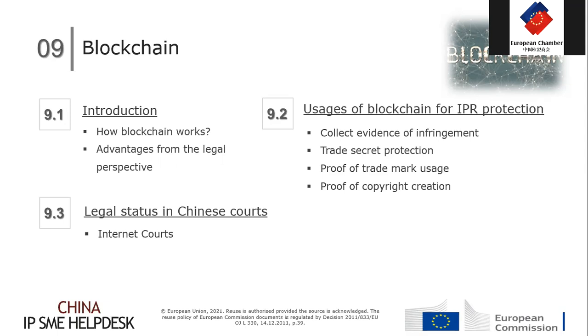picture or any piece of work at a certain moment, because the main usage of registration is to have the proof that you were the author at a very specific time. That's why it's important that it has to be done in advance, and you should be the first one. But here, blockchain serves the same purpose. This can be used for collecting evidence, for protecting trade secrets, proof of trademark, proof of copyright, and as I mentioned before, the internet courts have to accept it.